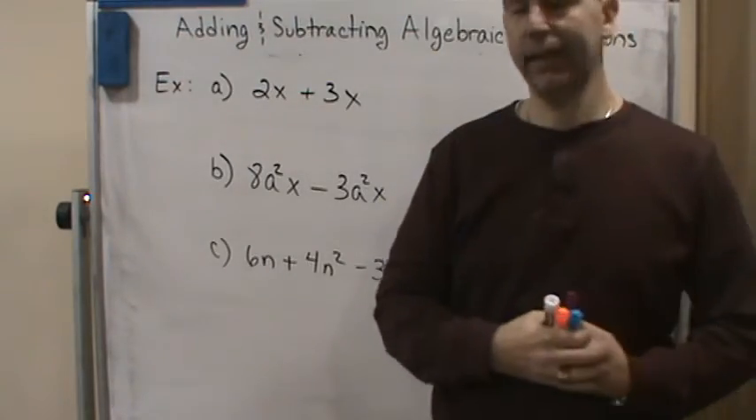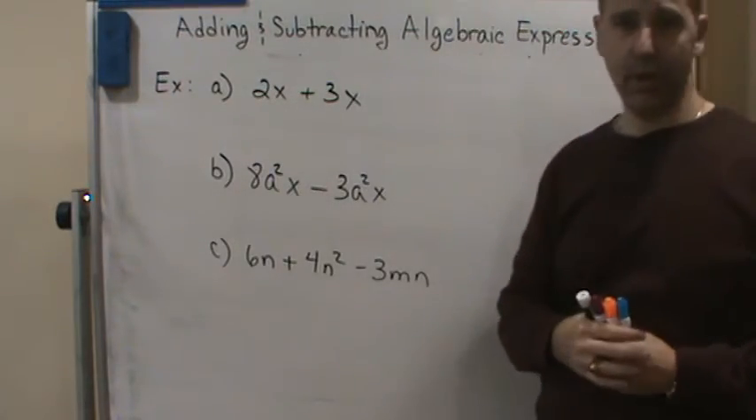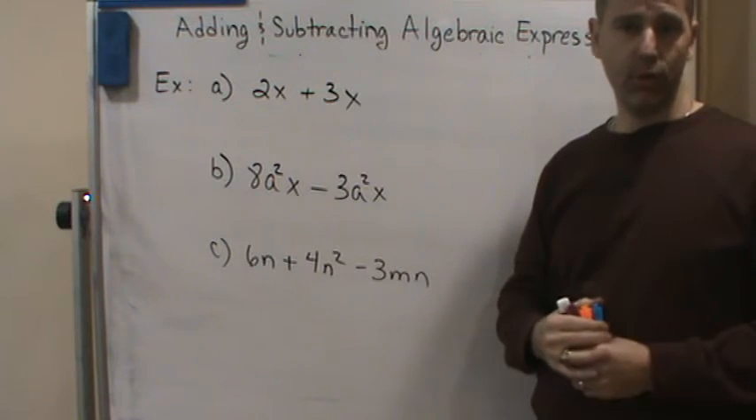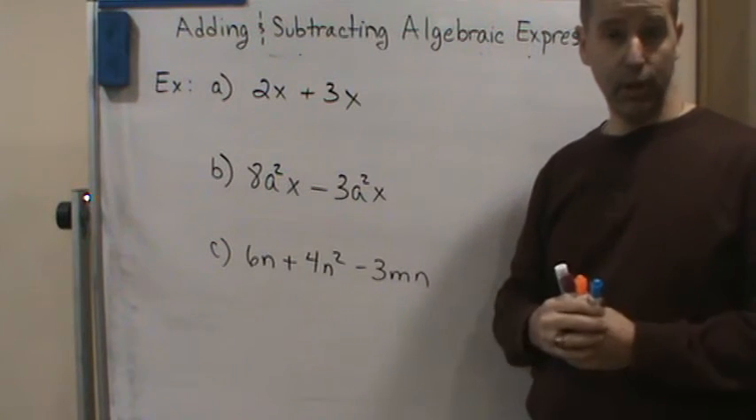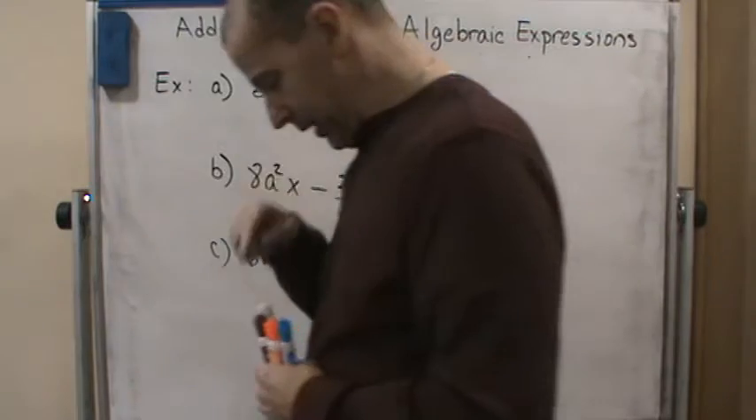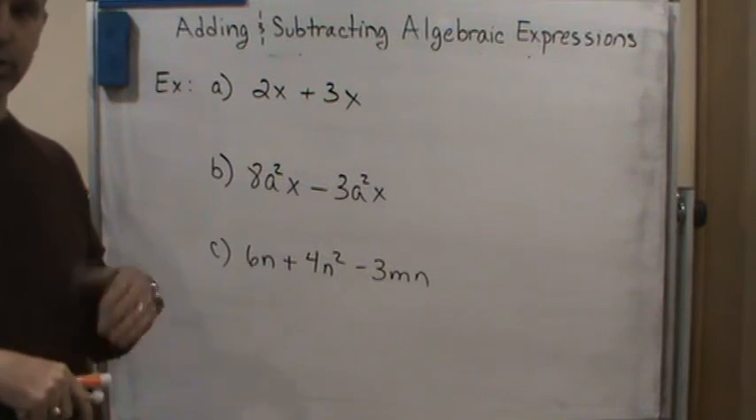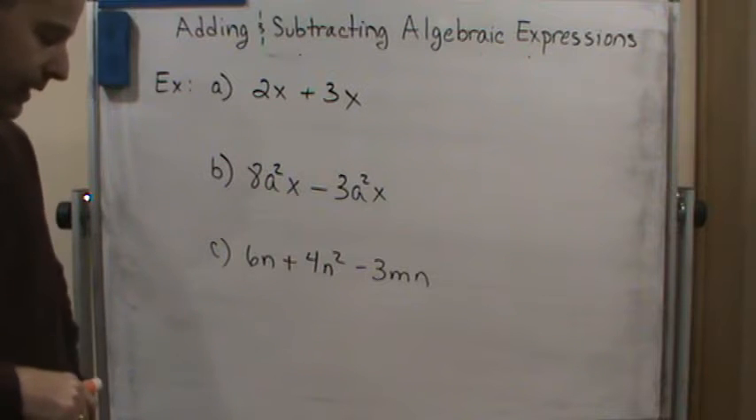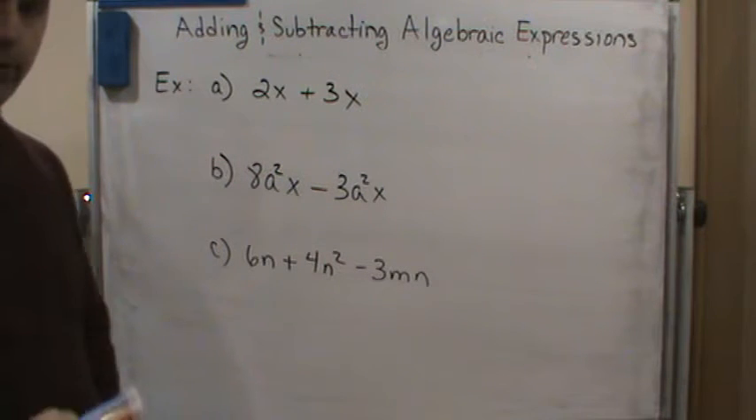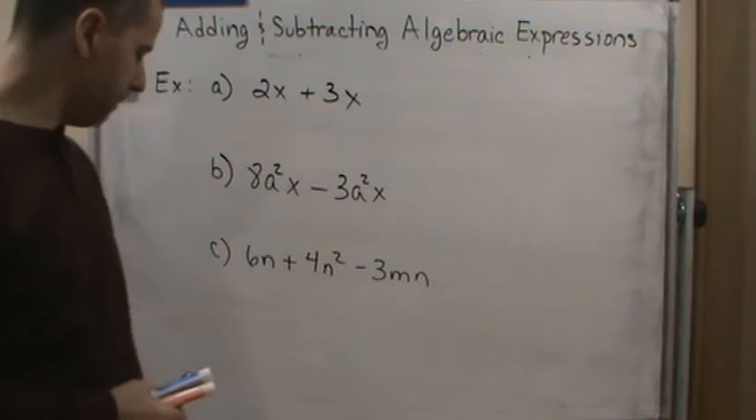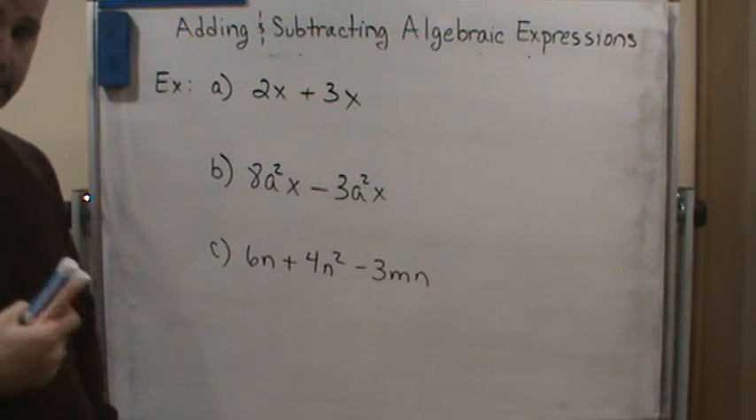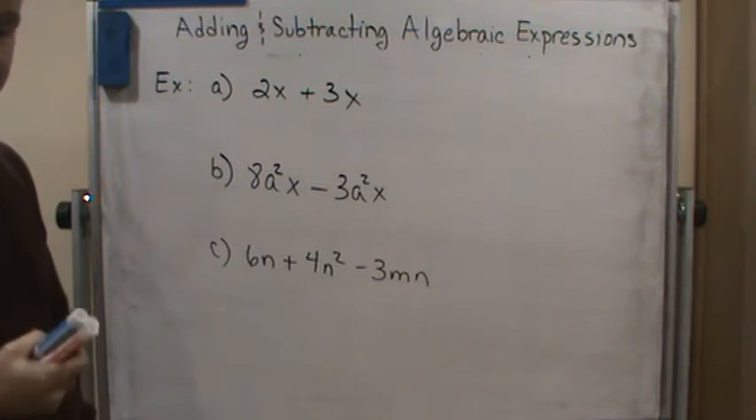Okay, so welcome back. Now I'm going to do some examples of adding or subtracting like terms, combining like terms. That's what we call it. When we're combining like terms, we're talking about adding or subtracting terms that have the same variable part or literal part, even though the numerical parts may be different.